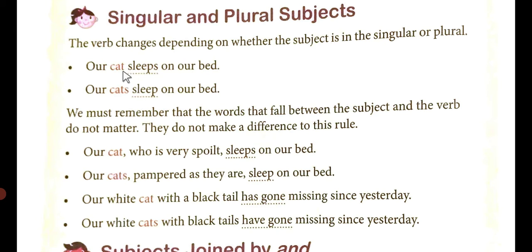Here is one cat, singular number. Another sentence, cats are plural number. So, it means that the verb changes depending on whether the subject is singular or plural. Here you can see cat sleeps, and here you can see cats sleep.